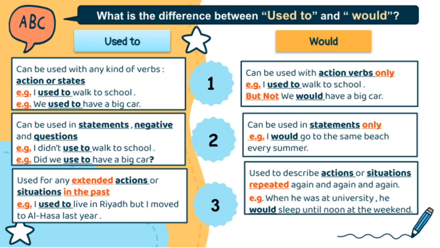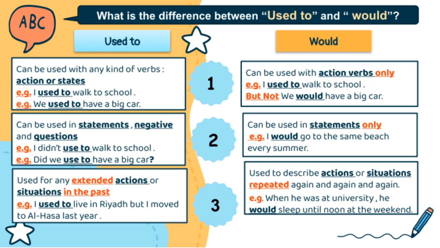It's important to note that used to can be paired with any kind of verb, whether it's an action, like walking, or a state, like having a big car. For instance, I used to walk to school, and we used to have a big car. Now let's compare used to with would. Both can describe repeated actions in the past, but there are some differences.